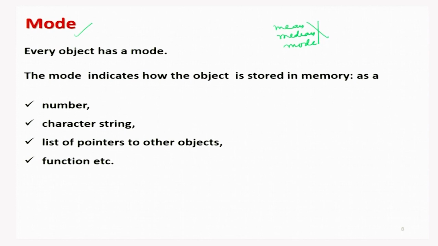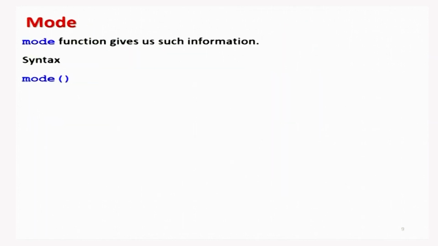I would like to give you a brief overview of this mode here, because now we have learned some more topics. Every object has a mode, and the mode indicates how the object is stored in memory. For example, stored as a number, character, string, list of pointers to the object or function, or a couple of other things. In order to know the mode of an object, the command is mode, and inside the parenthesis you write the data vector or the object of which you want to find the mode.